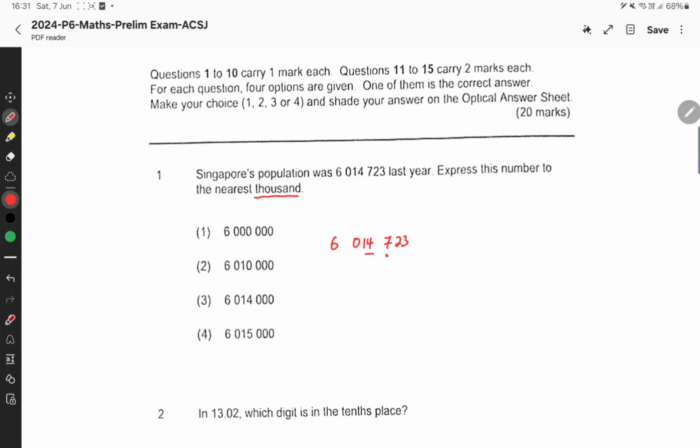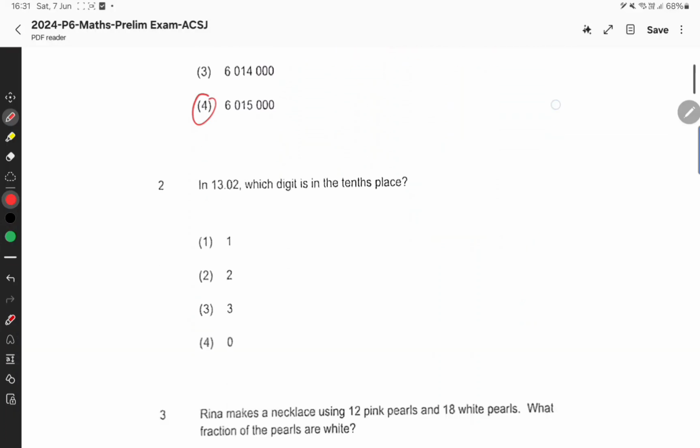Because this number 7 is more than or equal to 5, we will have to round this value up. After we round up, the value we get is 6,015,000. So therefore, we will leave the answer as number 4. Okay, next question.